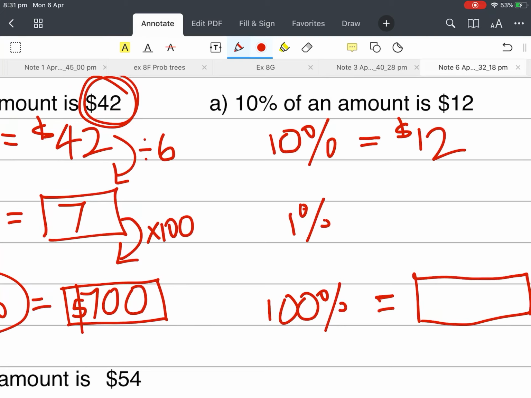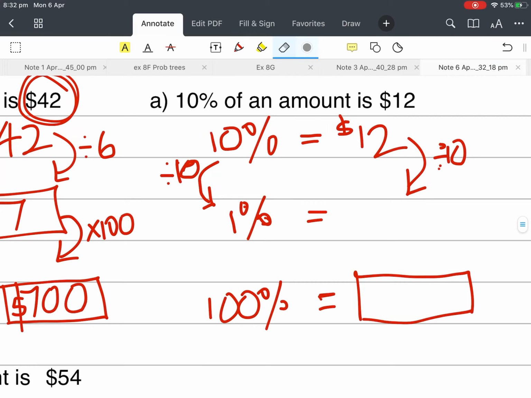So let's see. We are going to reduce it down to 1% first. So 10 divided by what gives me 1? 10 divided by itself. 10 divided by 10. So do the same over here, and you're not always going to get a lovely whole number. 12 divided by 10 on my calculator is 1.2. So don't always expect a lovely whole number.